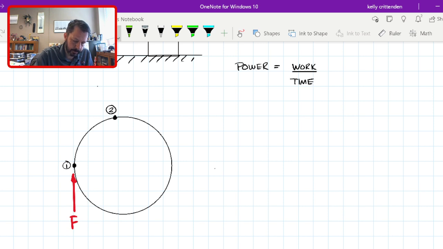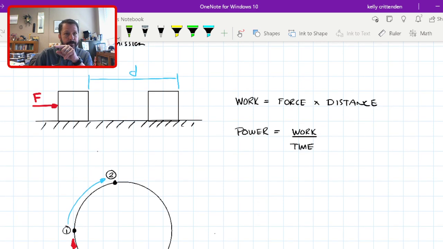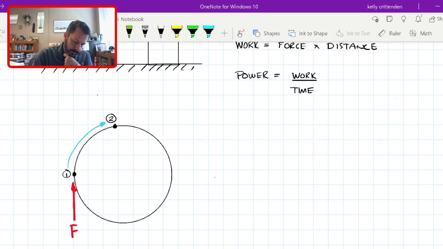So it traveled this distance. That blue line I just drew is the same idea as the blue line up here, d. So this will be a distance. We didn't actually translate the shaft. We just rotated it about its own center.